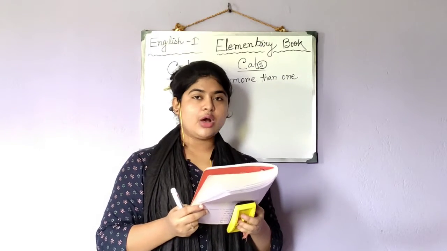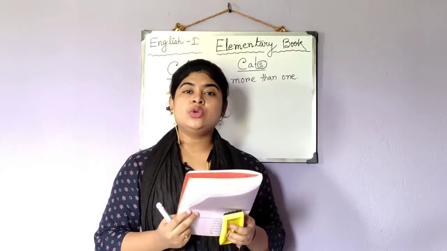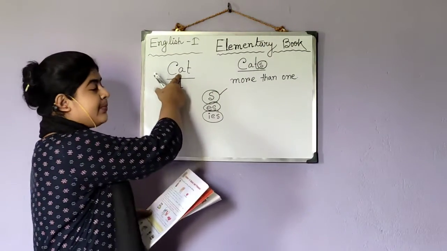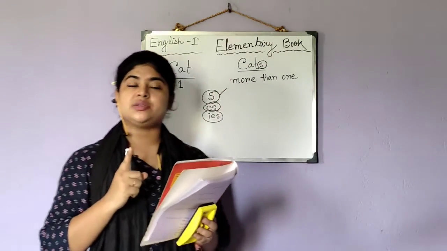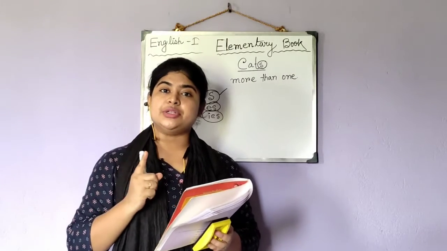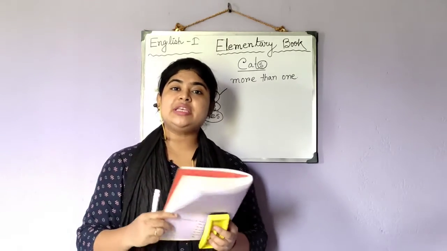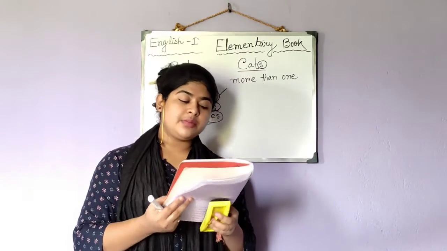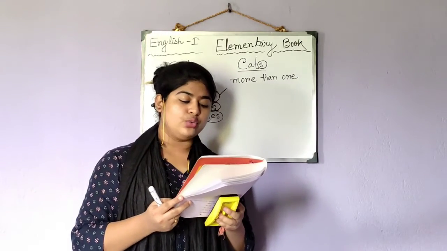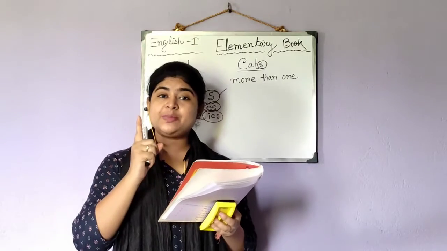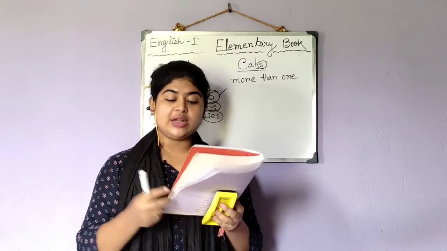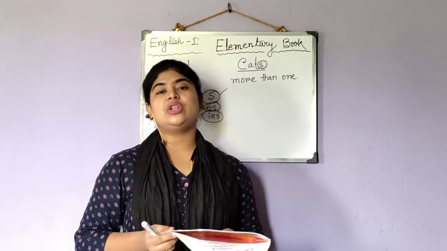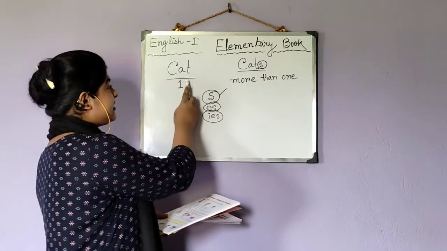Now these nouns are called singular nouns. If there is only one thing or one person or one animal, then that will be singular. So what is the definition of singular number? Any noun that stands for only one person, one animal, one place or one thing is said to be in singular number. So the cat is singular number.